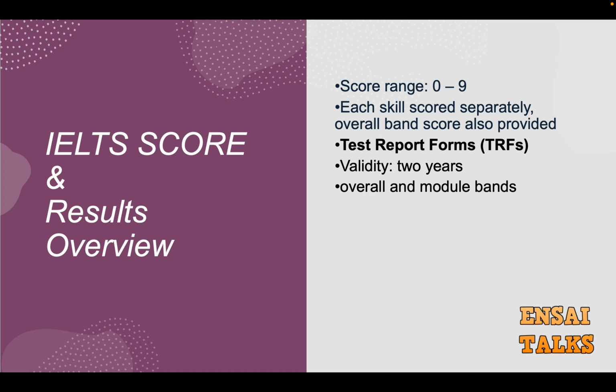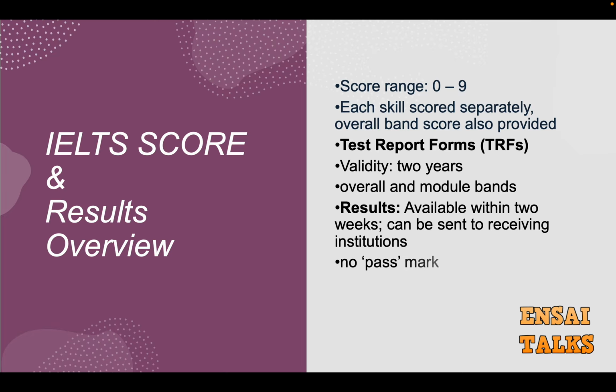The result that you receive is always in the Test Report Form. We call it TRF, which is valid for 2 years. Every 2 years you have to take the exam again. You usually get the results within 2 weeks, and it can be sent to the receiving institution. Sometimes they want it directly from the British Council or Cambridge. There is no passing marks, as I told you, but yes, you have the minimum eligibility criteria based upon the university or college that you are applying to.